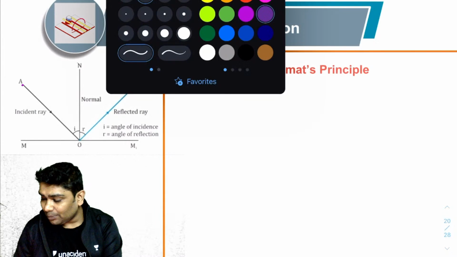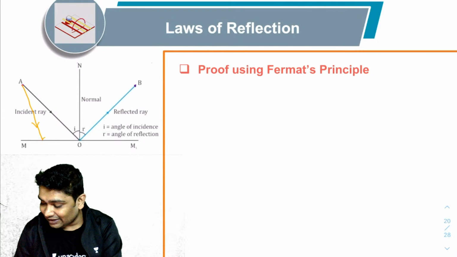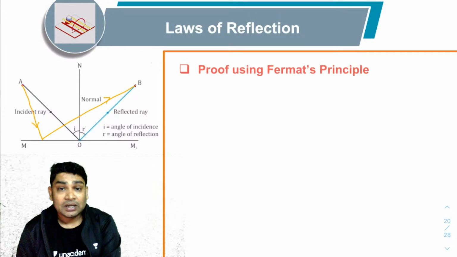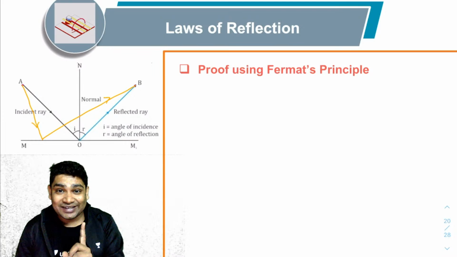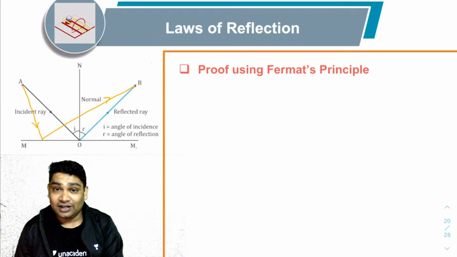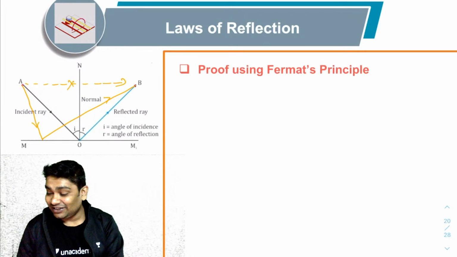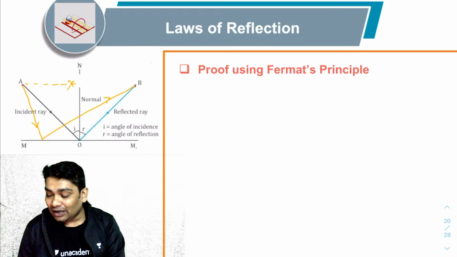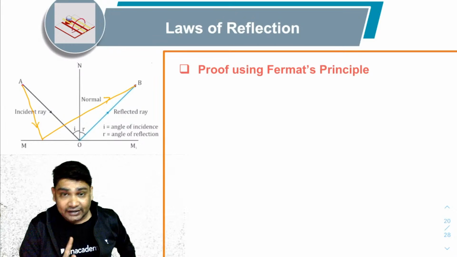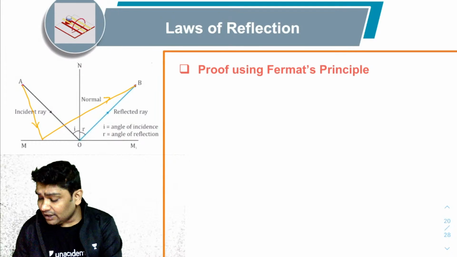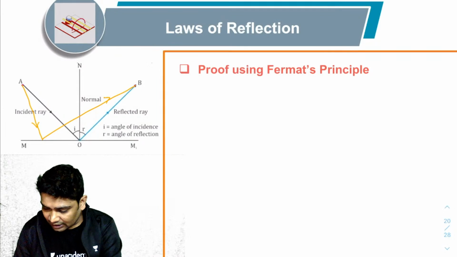Let's draw all the possible paths. So maybe light decides to go like this and then like this to B. That is one possible path. Now the compulsion is it has to go to B after reflection, so you do not make this. This is not a possible path. We are trying to find the path in which the light should reach from A to B after reflecting once. So let's give these heights different names.